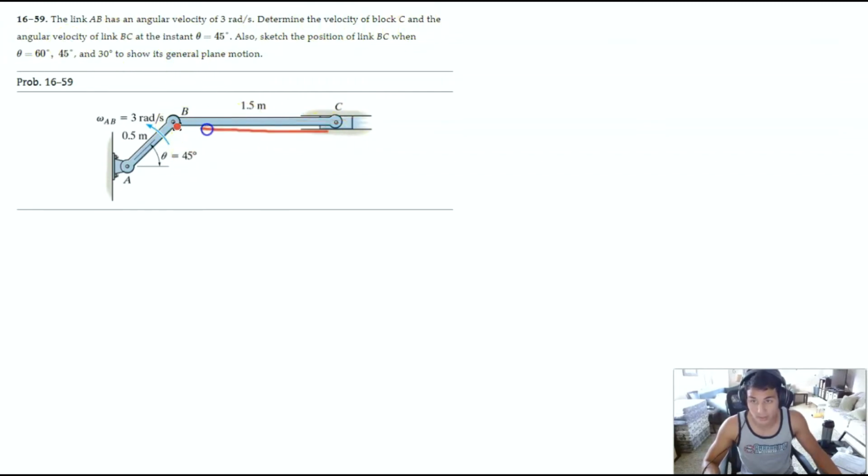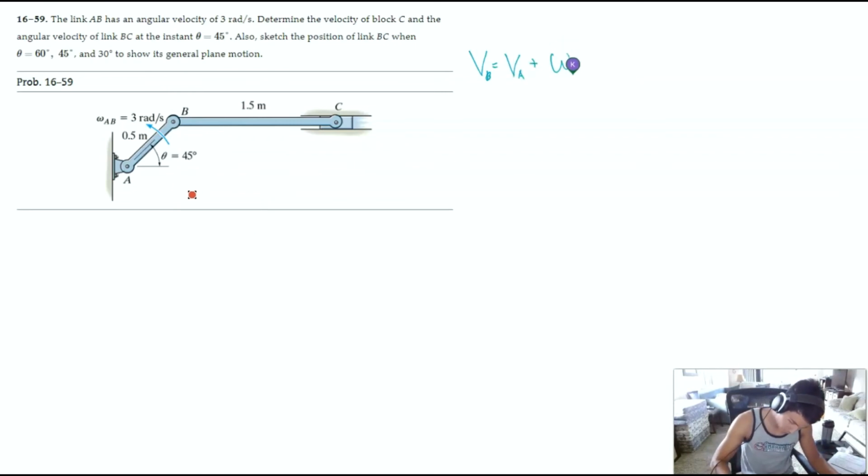BC. So right, this is rotating out, right? BC as a whole has rotation, but only point C moves horizontally. And then we want to sketch the positions. Okay. So the relationship that we can use is we can use this information to find this information. And what that looks like is what we can do is we can see that VB is equal to VA plus omega AB cross R B to A. Okay, and then we know that VA is 0, so VA doesn't move.